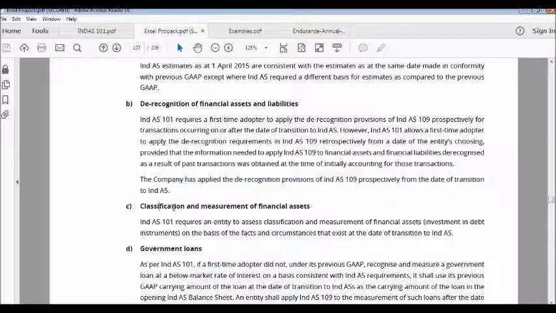And then classification and measurement. Ind AS 109 requires an entity to assess classification and measurement of financial assets, which is like investment and debt instruments, on the basis of facts and circumstances that exist at the date of transition to Ind AS. Earlier the classification and measurement principle of financial assets was not there, but now Ind AS is applicable. So whatever facts and circumstances exist on the date of transition, the company has applied those for the classification and measurement of financial assets.